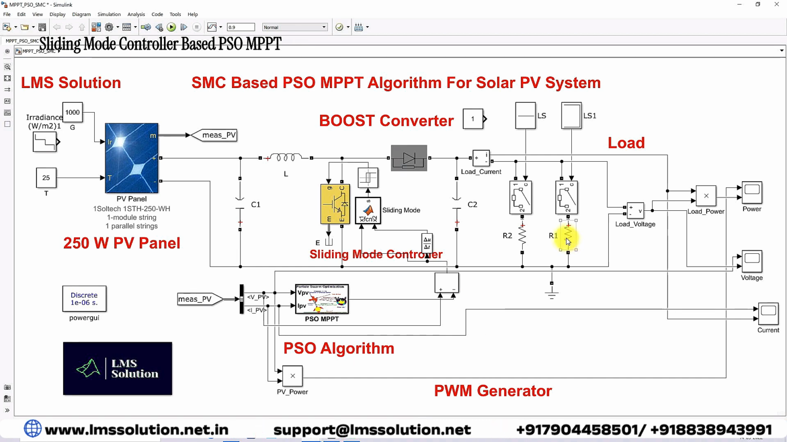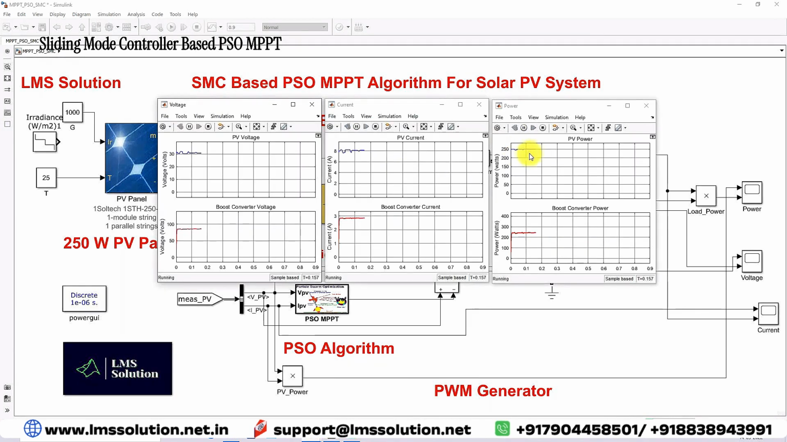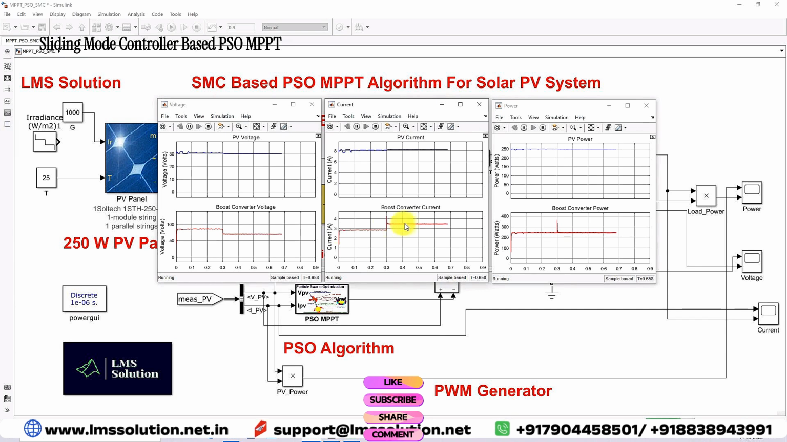So you have to check the results of the PV voltage and load voltage, PV current, load current, PV power and the load power in order to test the sliding mode controller based PSO. Now I'm going to simulate the model. Here you can see that we are getting maximum power 250 watts. At the time of 0.3 seconds, you can see here the load will be changed in the system. The load is added in the system.